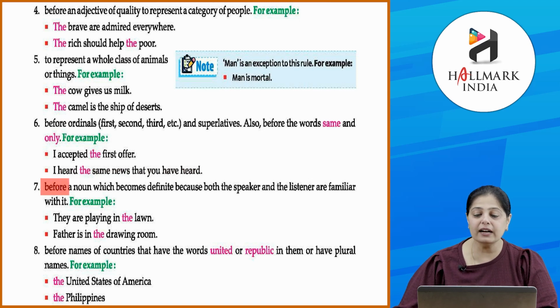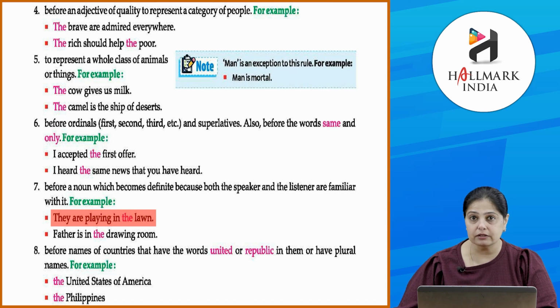Next, before a noun which becomes definite because both the speaker and the listener are familiar with it. Okay, they are playing in the lawn. Okay, so this is like it's a noun which is definite, and people, the speaker and listener both know about that place. Okay, for example, the place, lawn, here in this example. Father is in the drawing room.